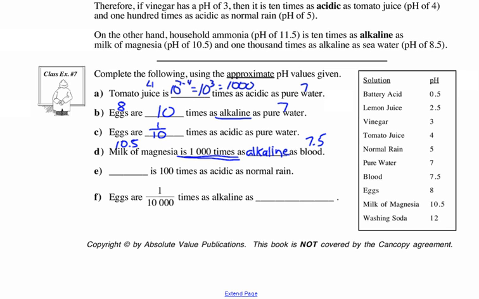Blank is 100 times as acidic as normal rain. So normal rain, what's rain? It's 5. So what's going to be more acidic, a 3 or a 7? A 3, a pH of 3. So what has a pH of 3? Vinegar.